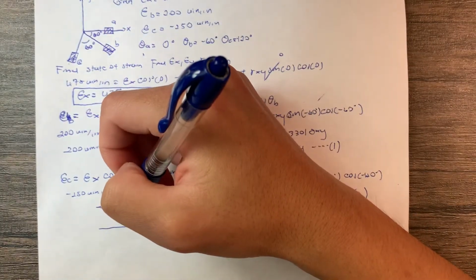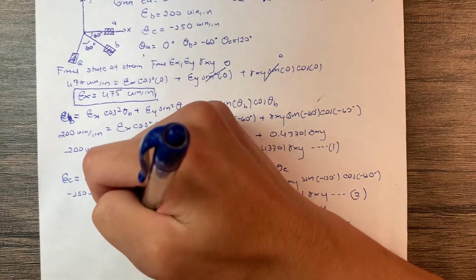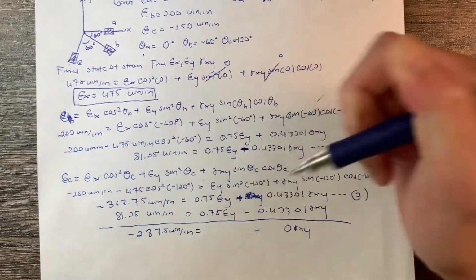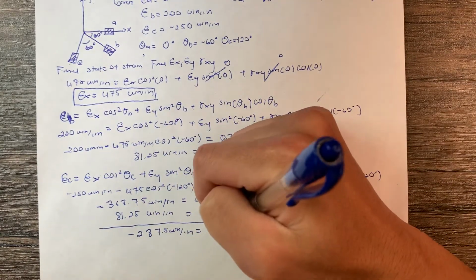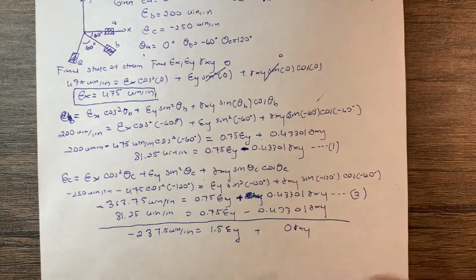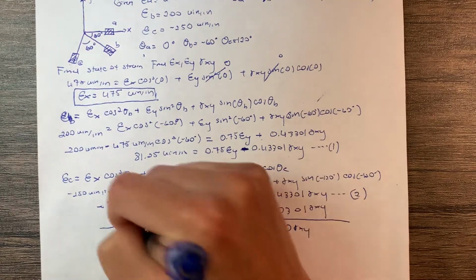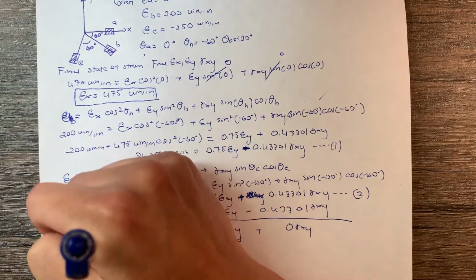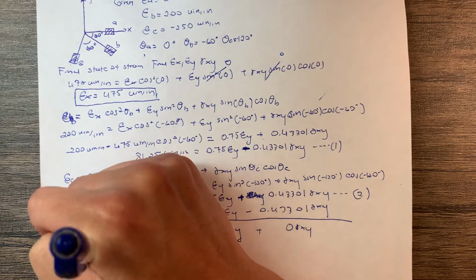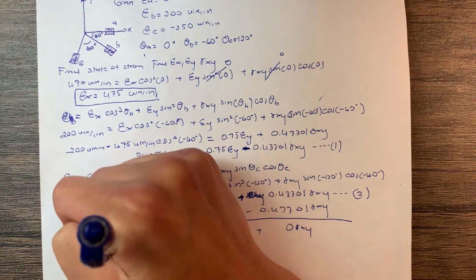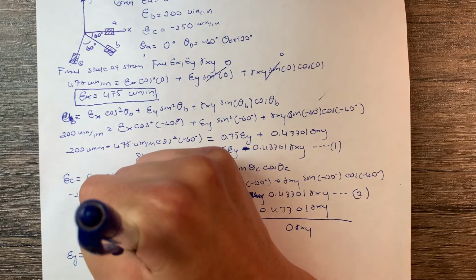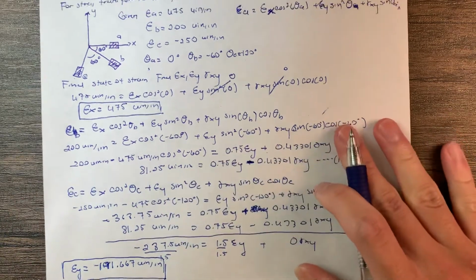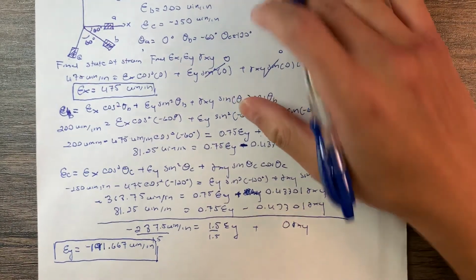And when you solve this, it comes out to be negative 287.5 micro inch per inch equal to 1.5 epsilon y. So you just divide by 1.5 over here, and we know epsilon y is equal to negative 191.667 micro inch per inch. So we found our strain y to be this much.